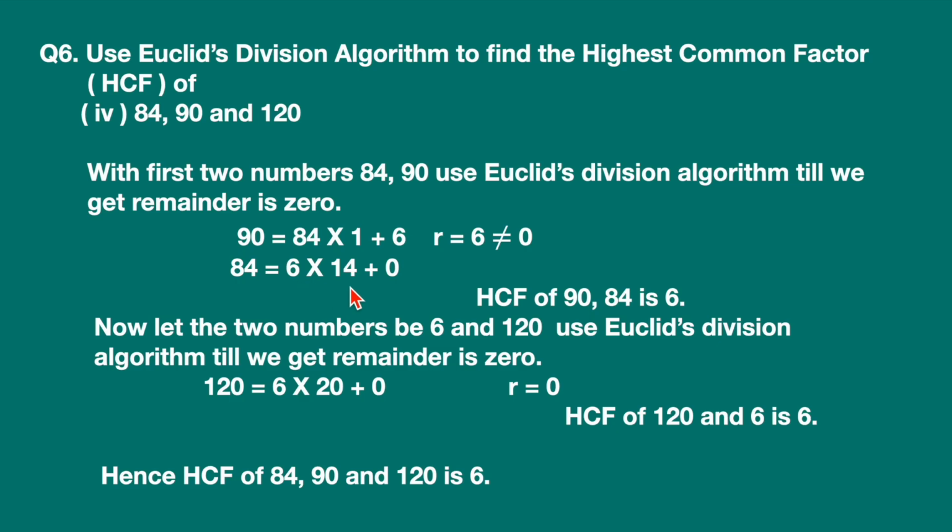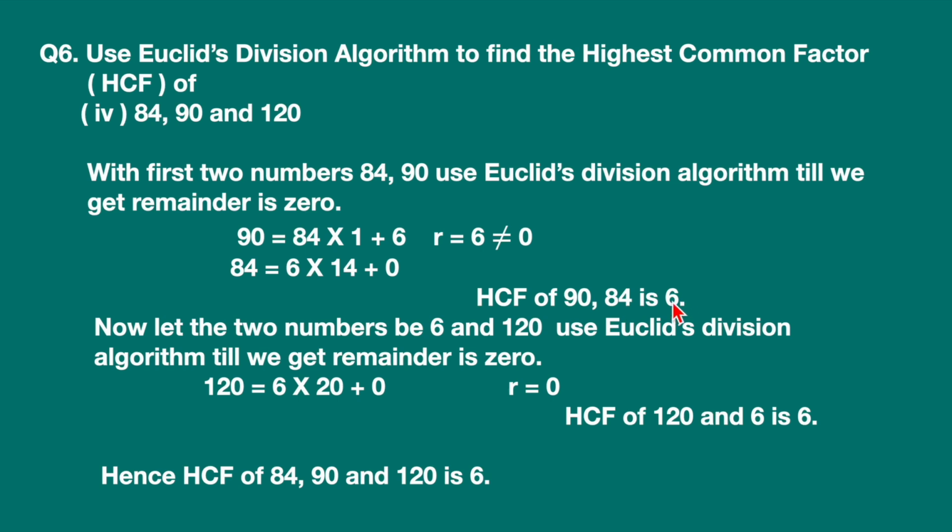You should always be careful. Don't take 14. Take the 6, the divisor. See, this remainder becomes the divisor. It is that which will be the HCF. Okay, 6 is the HCF of these 2 numbers.